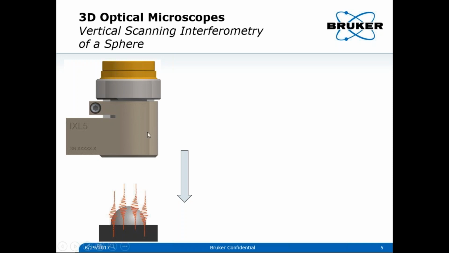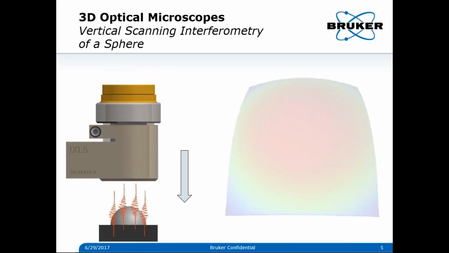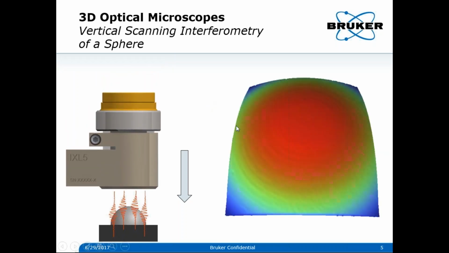So when the objective is scanning down, for every point, you will have an interference pattern at the focus area, and then all these frames will be compiled to become a phase map. Should you need to know more, you can leave your email. I can send you some information about our interferometer, or you can Google vertical scanning interferometry. So this is the principal theory of our 3D optical microscope.